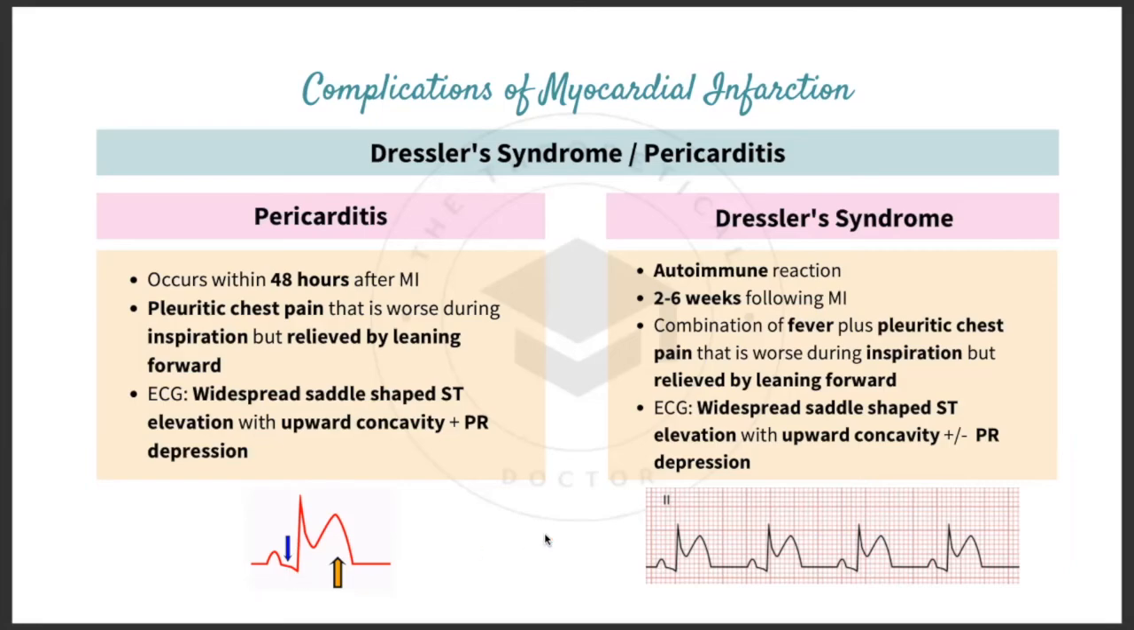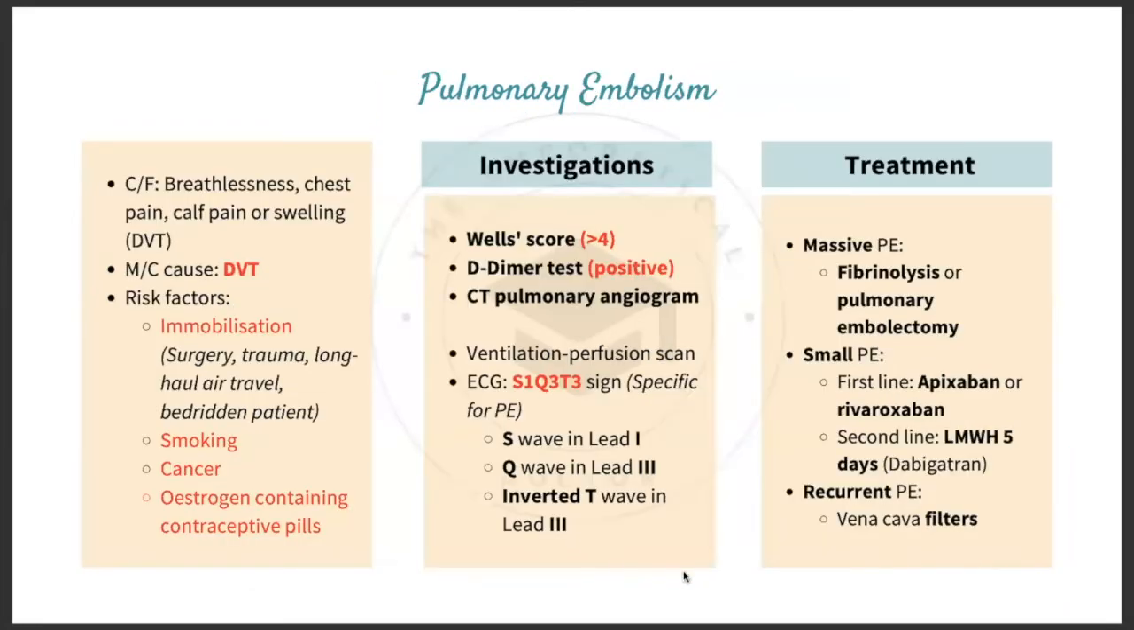Alright, so let's move on to pulmonary embolism. For pulmonary embolism, the patient may present with breathlessness, chest pain obviously, cough, and sometimes even leg pain or swelling, and this is indicative of DVT, deep vein thrombosis. The most common cause would be a deep vein thrombosis. Pulmonary embolism and deep vein thrombosis are part of venous thromboembolism.